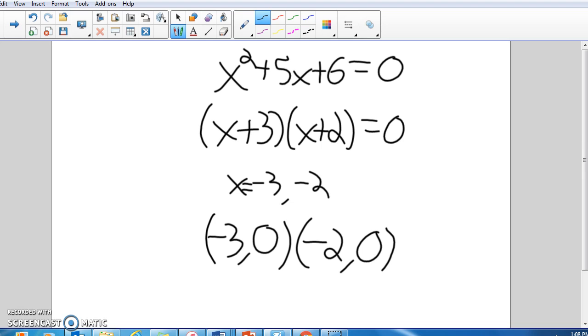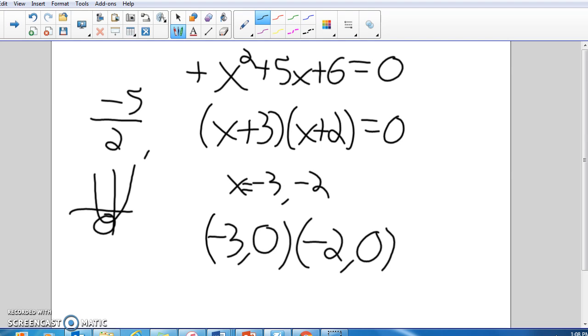We can get the vertex, negative b over 2a, negative 5 over 2 for the x-coordinate, and whatever we get for the y here. And most importantly, it's going to be a max or a min. It's got a positive, so it's going to look like this, and it's going to have a min.